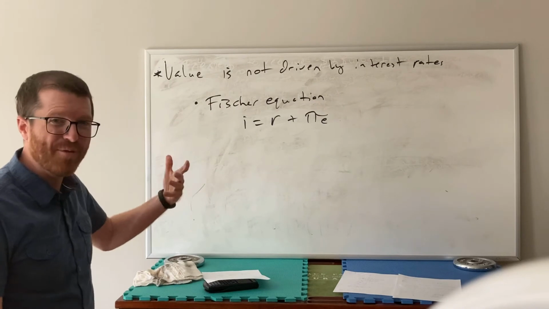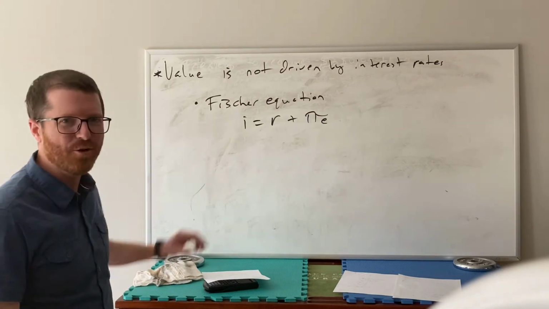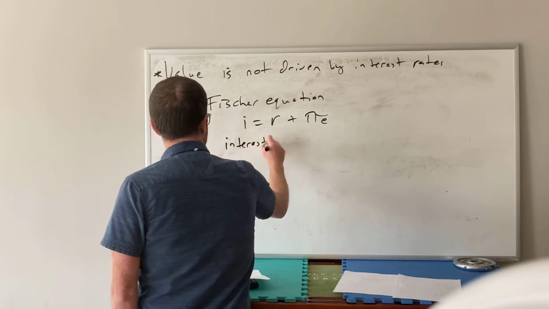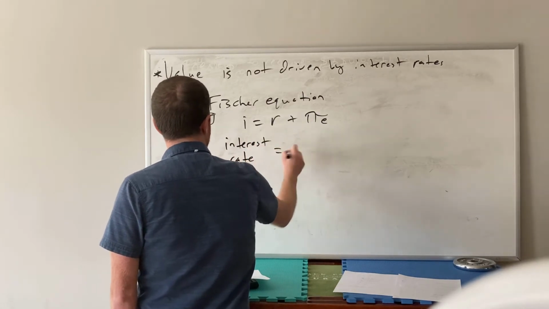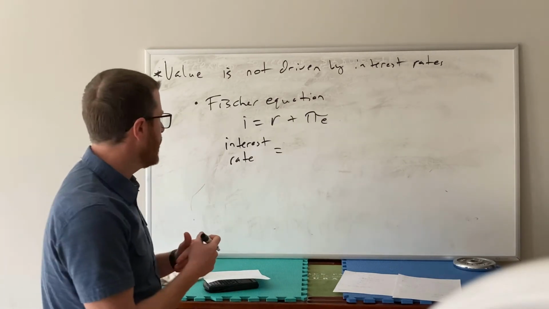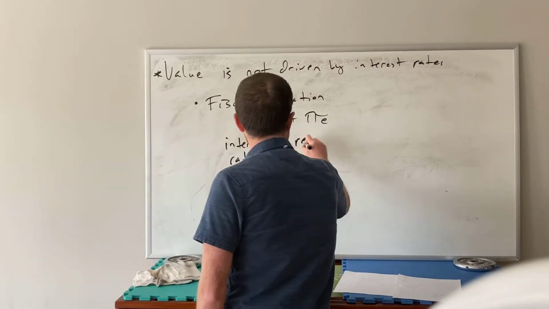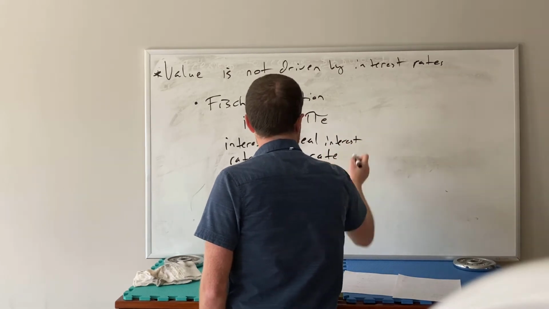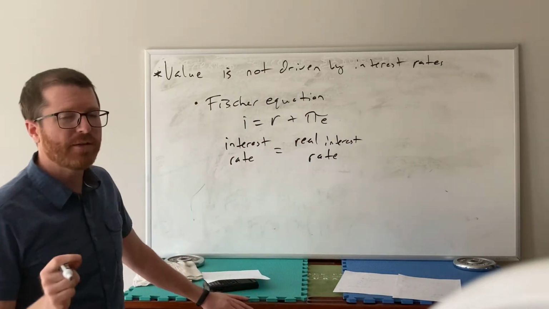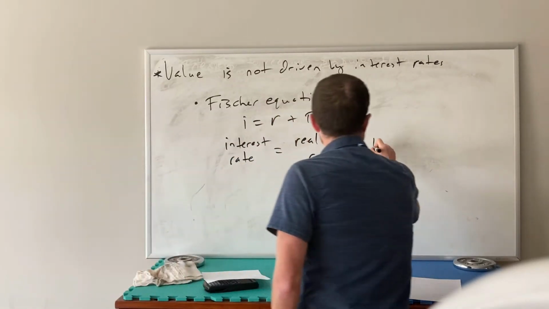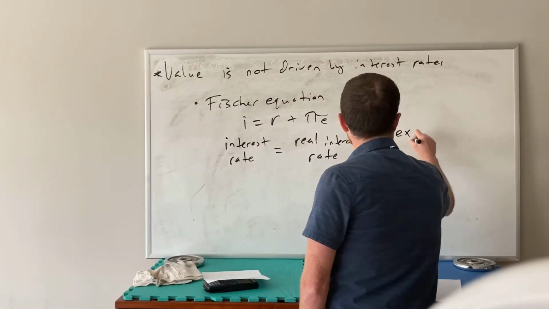We need to explain what this means. This is just shorthand notation. i is the interest rate. That's what we're used to dealing with, the 3% and such that we used in the prior examples. r is the real interest rate. Anytime you see that term real, that means it's adjusted for inflation. And π with a little e next to it is expected inflation.